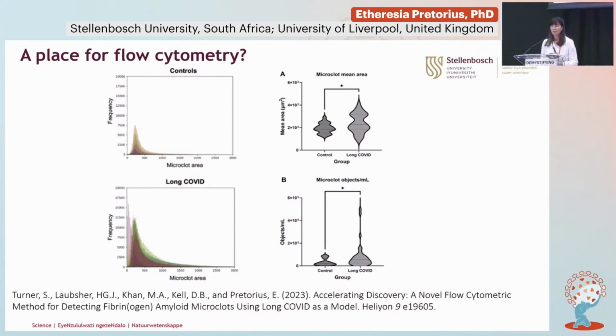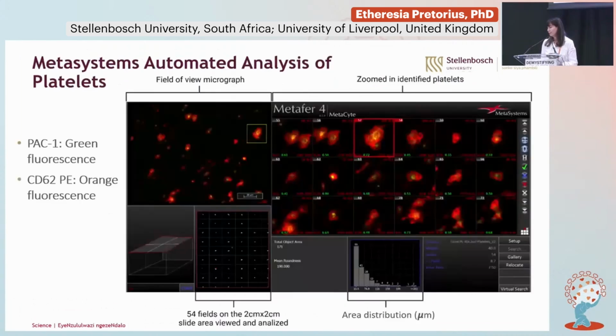We used our marker for it, thioflavin T, and we are in the process of looking at other markers: endothelial markers, other amyloid markers, and also biofilm markers, using flow cytometry to better quantify and classify the microclots. And here you can see some data from our recently published paper on our method.